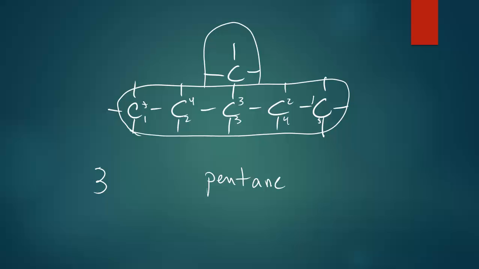How big is the branch? 1 carbon, 2 carbon, 3 carbon? Okay, and what prefix do we use for 1 carbon? And how do we end it? 3-methylpentane. Very good. Very good.